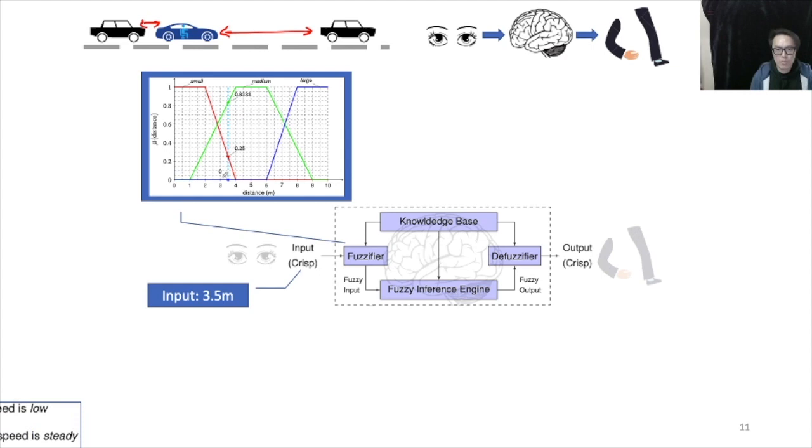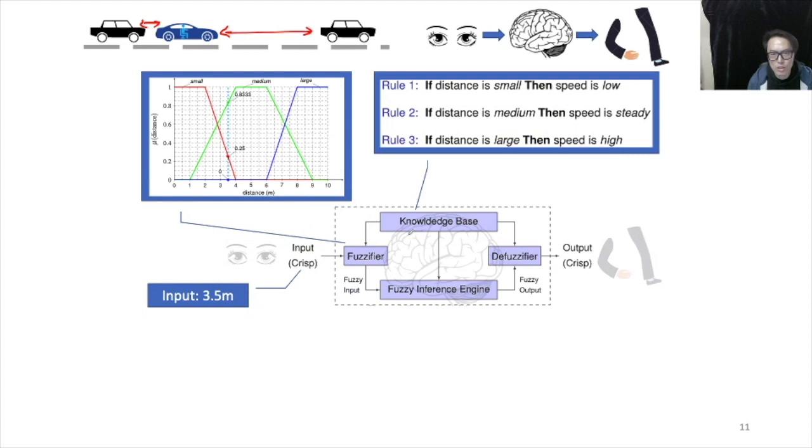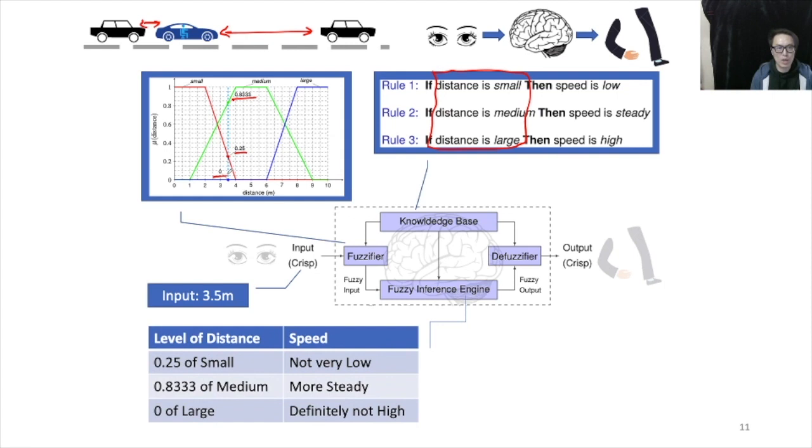So we pass this information into the knowledge base. That means we process this information to check how small the distance is, how medium the distance is, and how large the distance is, given by these values. Based on these values, in the fuzzy inference engine, we can do some reasoning. That is, the level of distance for 3.5 meters is 0.25 of small, 0.83 of medium, and 0 for large.